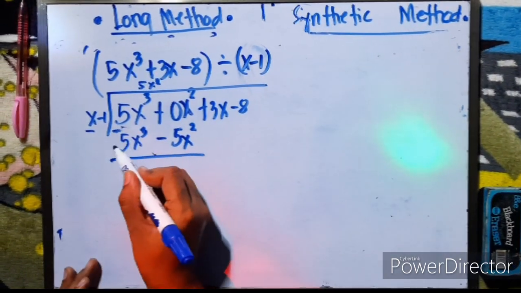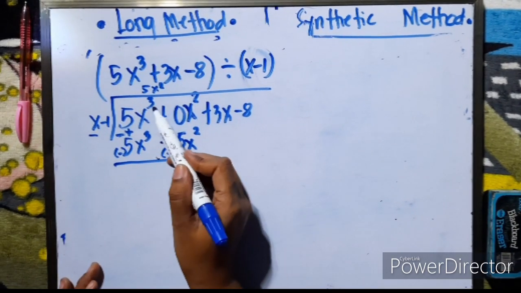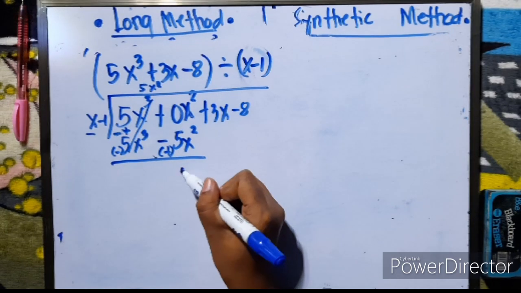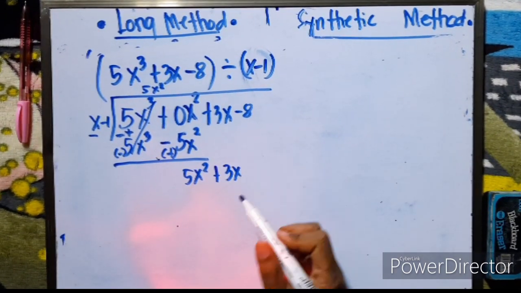Okay? Subtract now. Change this into negative. Change this into positive and proceed to addition. This is 0. Then we have here positive 5x squared. Kaya positive naman na siya. Bring down 3x. I-focus on this.